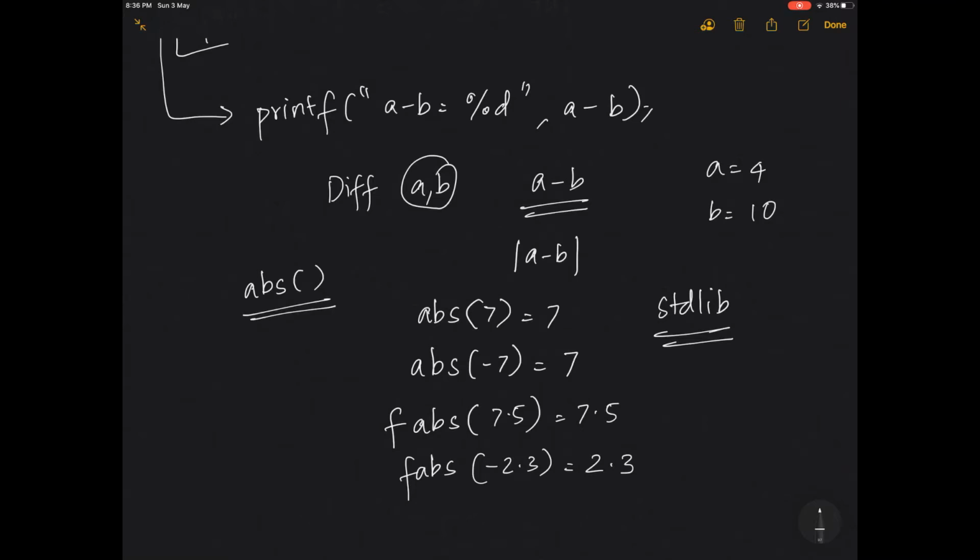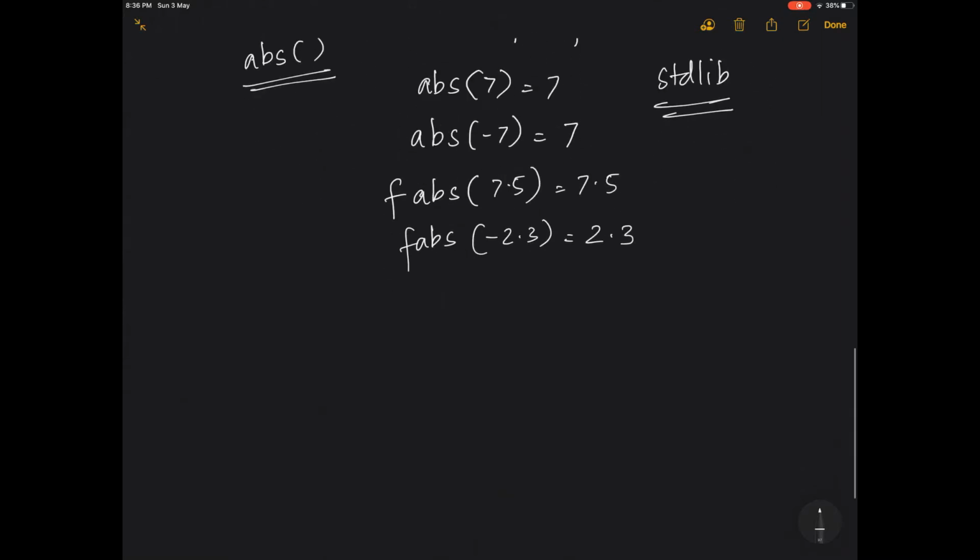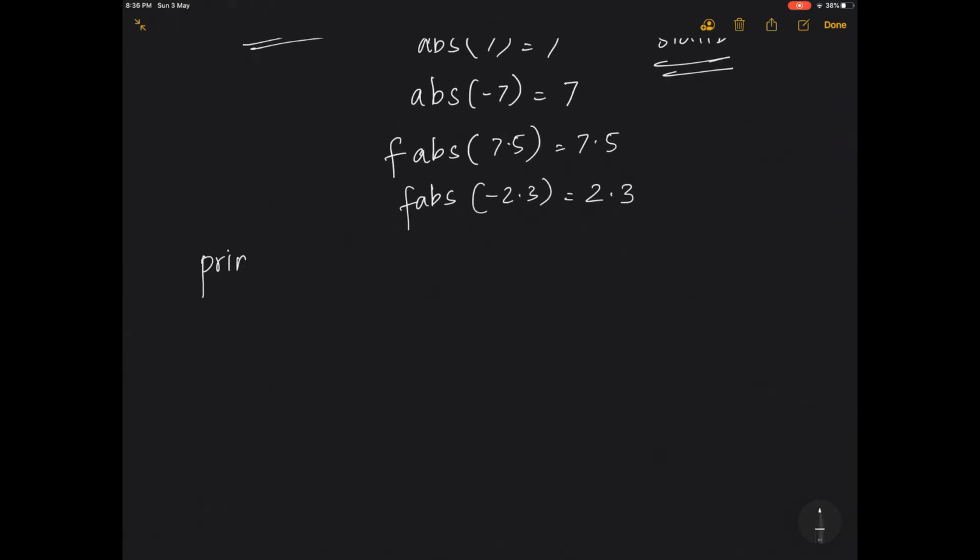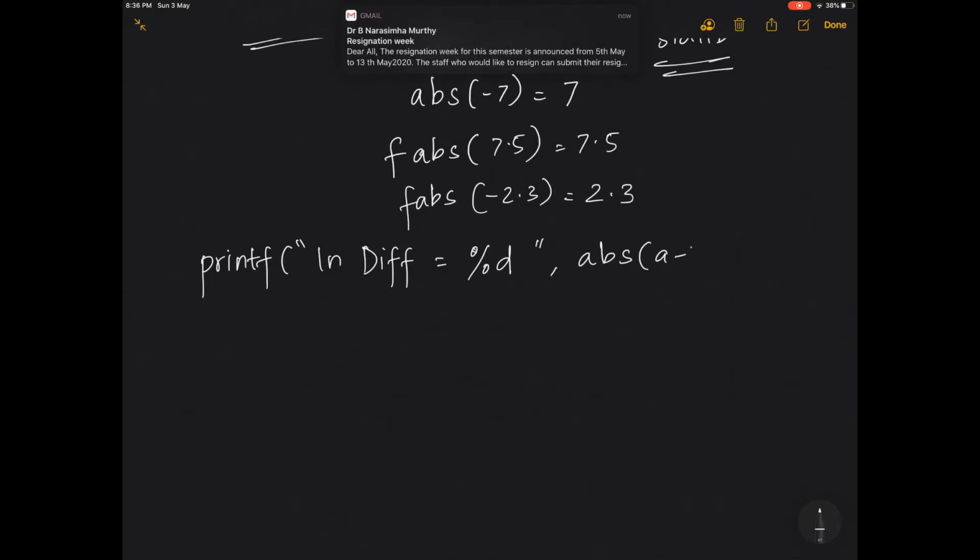So this is only if you want to print the absolute value of the difference. You just want to find the difference between the two variables. You do not want to know whether it is a minus sign or a positive sign. So that time you can just write printf("\nDifference is equal to %d") if you're using abs. So you can go ahead and write abs of A minus B. So this will help you in identifying the absolute value of the difference between A and B.